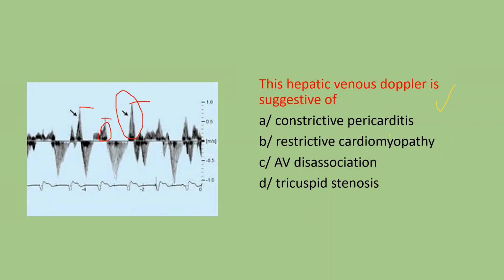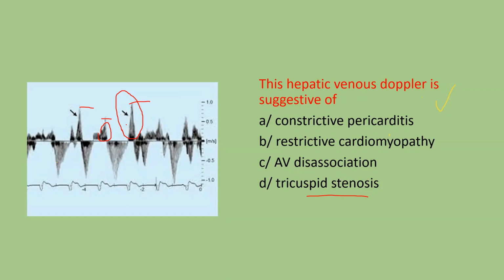And it is variable. In tricuspid stenosis, we may have high diastolic reversal, but it would be fixed, because tricuspid stenosis is fixed. Now we have one that is very high and one that is so different. This is what? AV dissociation, most probably.